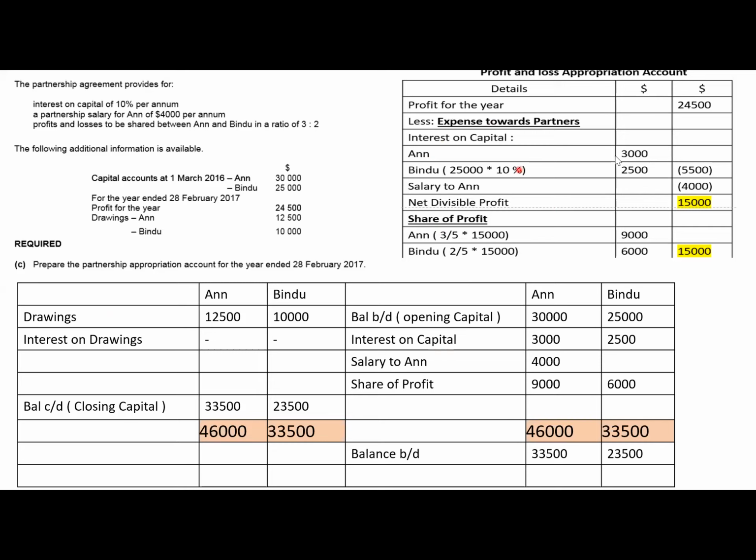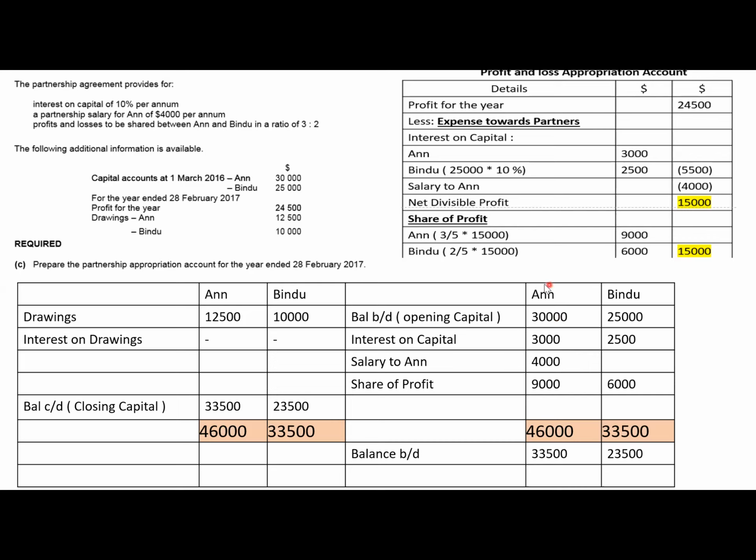Now come here. Your interest on capital: 3,000, 2,500. Salary: 4,000. Here, whatever the partner is getting. Then over here, interest on drawings. There was no interest on drawings. Was there any interest on drawings? No. Then share of profit, this partner is going to get. So I will record it over here. Then I will close this account.